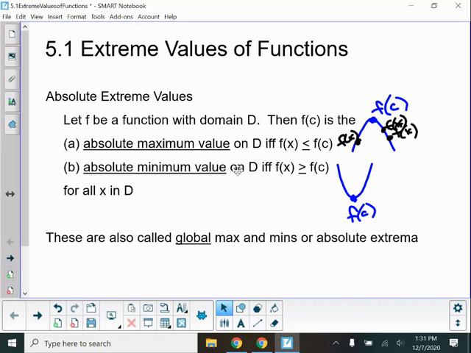Then for the minimum, it's going to be the same thing, except f of c is going to be lower. So you'd have these other f of x's floating around here, but f of c is going to be the lowest point. And that's for all x in your domain D. Instead of absolute, sometimes this will be called global. So just know that global and absolute are interchangeable words.